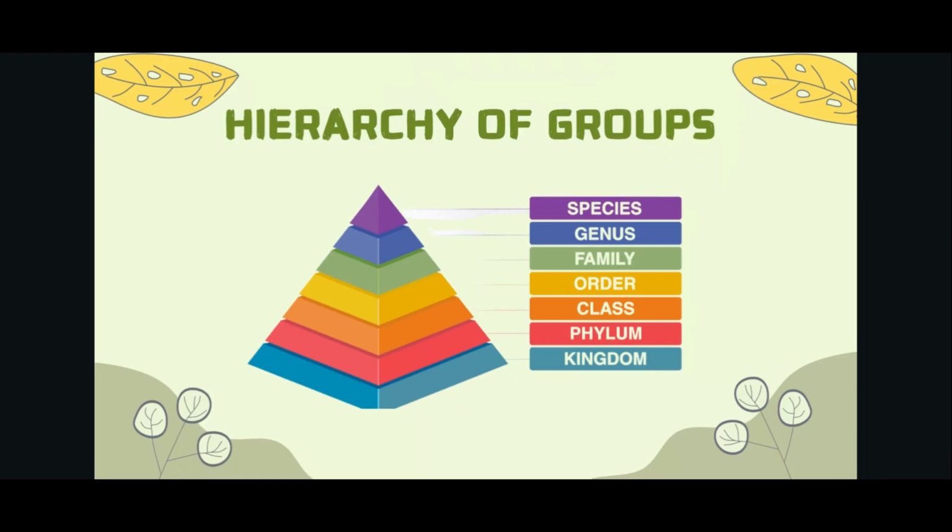Organisms are arranged into a hierarchy of taxa, moving from the broad kingdom down to the specific species, meaning organisms share more and more features. Use the mnemonic: kingdom, phylum, class, order, family, genus, and species.